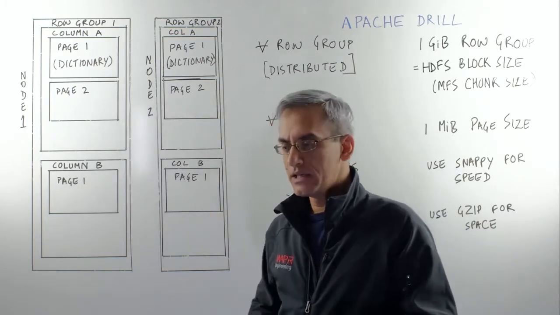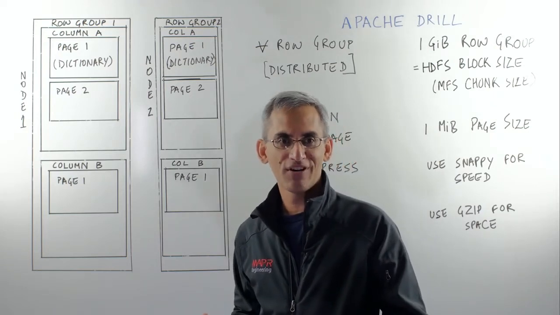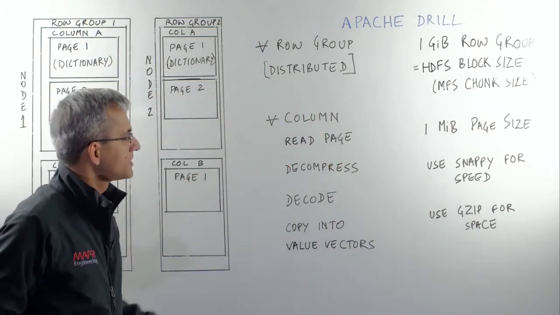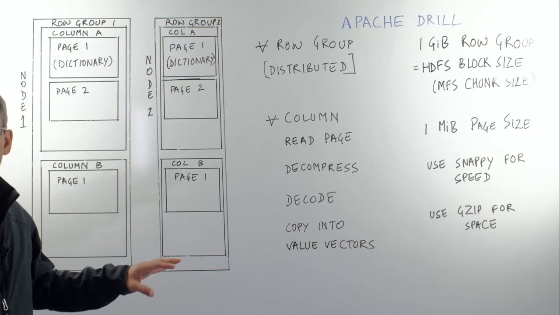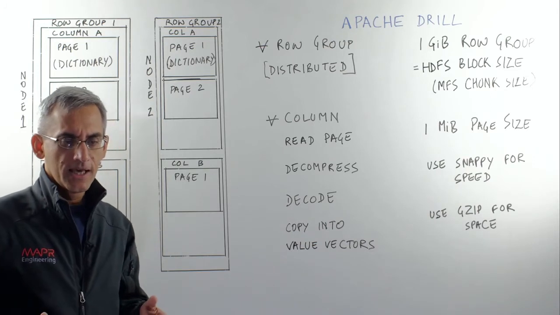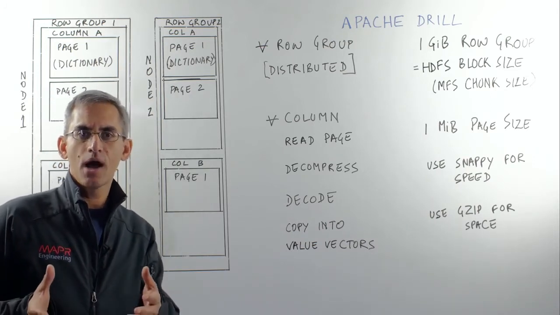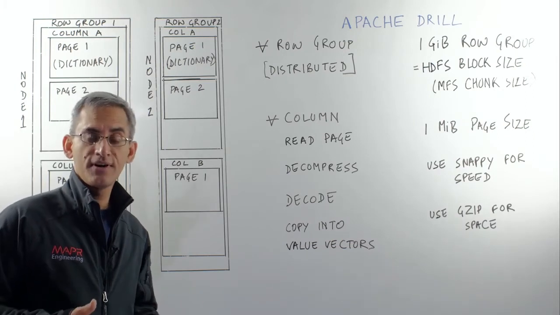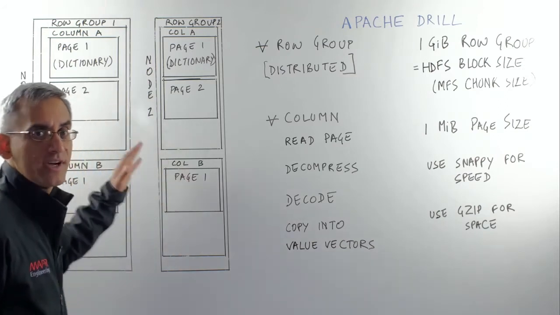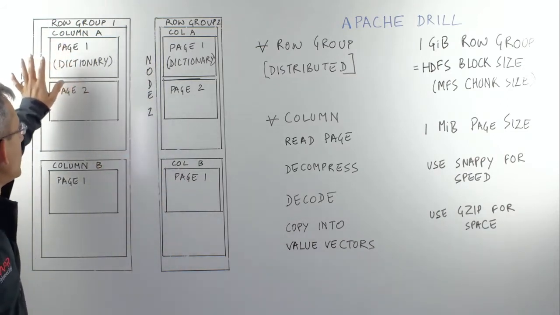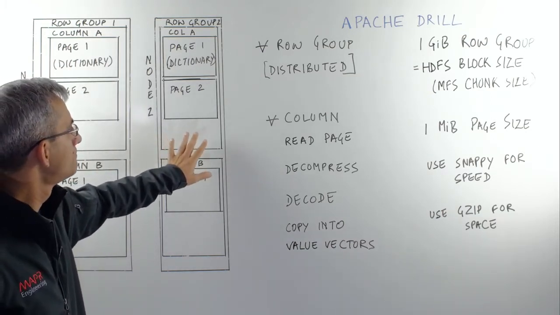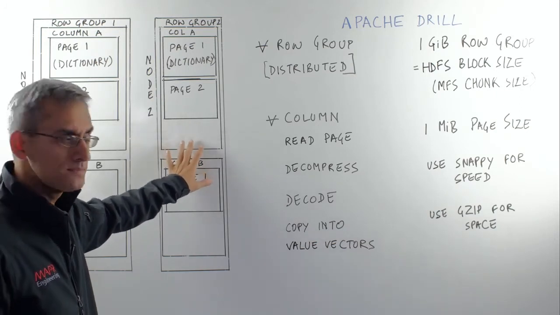Let's see exactly how Drill reads Parquet files. Here's a little pseudo-representation of what happens. Drill looks at all the Parquet files that have to be read. It looks inside the Parquet file, and it discovers how many row groups there are to read. It then asks the file system, tell me what node this row group rests on. So it finds out that for this file, file 1, let's say, row group 1 is on node 1, and row group 2 is on node 2.